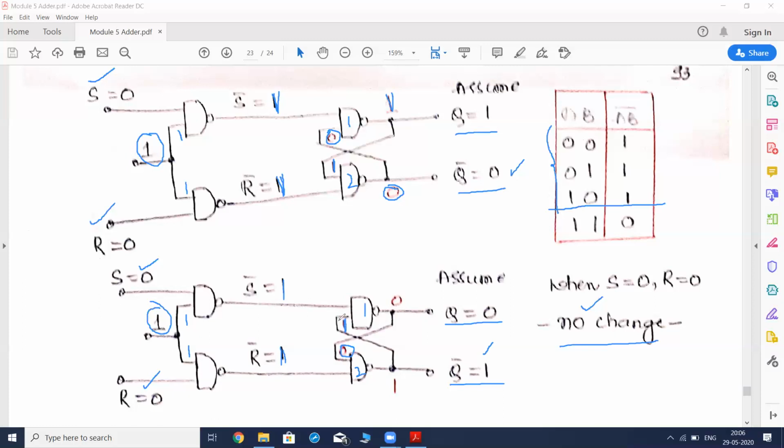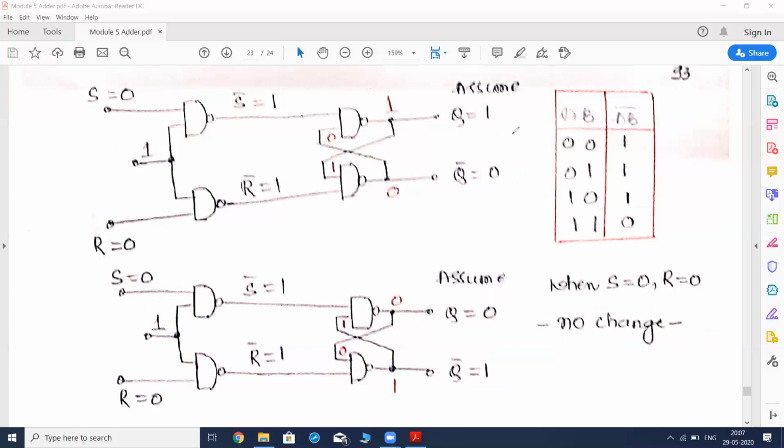So here both the inputs are 1s, so we get Q as 0. That means we assumed Q as 0 and Q bar as 1, and after the analysis we got the same thing: Q is 0 and Q bar is equal to 1. Thereby we say that there is no change condition, or the latch retains its previous state. That means the previous state and present state are both the same. That is how we need to analyze.